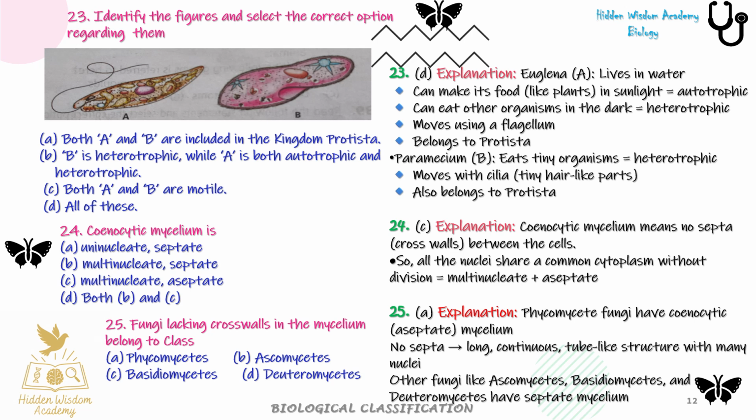Explanation: Phycomycete fungi have cenocytic, aseptate, mycelium. No septa. Long, continuous, tube-like structure with many nuclei. Other fungi like Ascomycetes, Basidiomycetes, and Deuteromycetes have septate mycelium. So, option A is the correct answer.